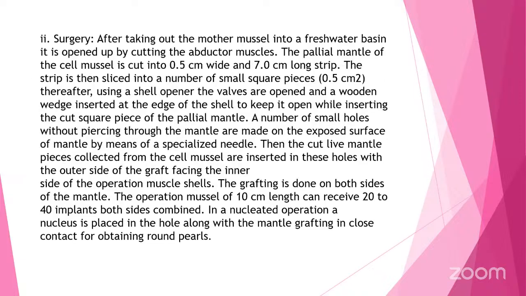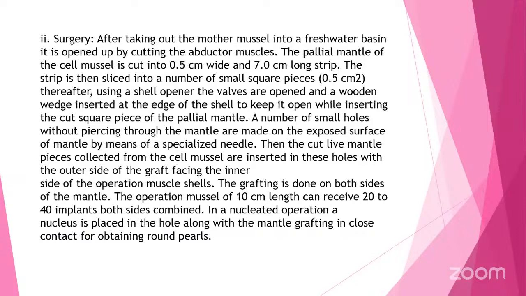Next, surgery. After taking out the mother mussel into the fresh water basin, it is opened up by cutting the muscles. The pallial mantle of the cell mussel is cut into 0.5 centimeter wide and 7 centimeter long strips. The strip is then sliced into a number of small square pieces up to 0.5 centimeter square. Thereafter, using a shell opener, the valves are opened and a wooden wedge inserted at the edge of the shell to keep it open while inserting the cut square piece of the pallial mantle.